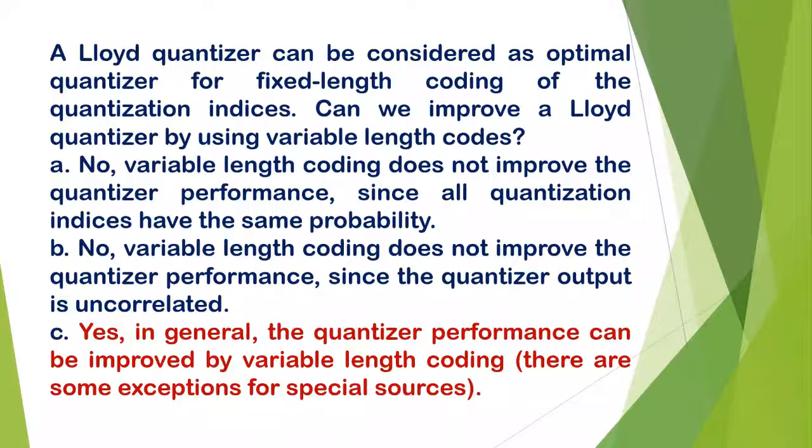A Lloyd quantizer can be considered as the optimal quantizer for fixed length coding of the quantization indices. Can we improve a Lloyd quantizer by using variable length codes? A. No, variable length coding does not improve the quantizer performance since all quantization indices have the same probability. B. No, variable length coding does not improve the quantizer performance. In the quantizer, output is uncorrelated. C. Yes, in general, the quantizer performance can be improved by variable length coding, as there are some exceptions for the special purpose.